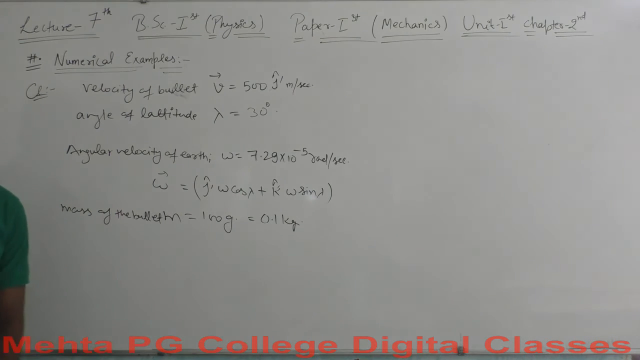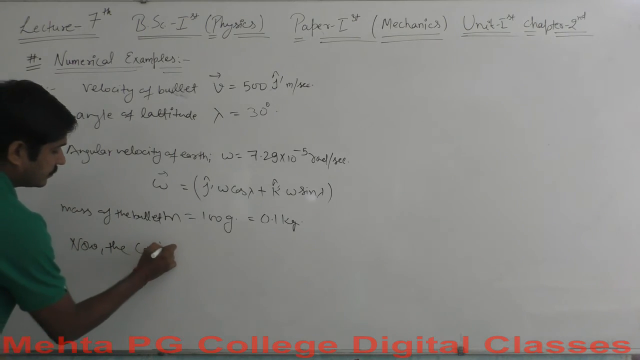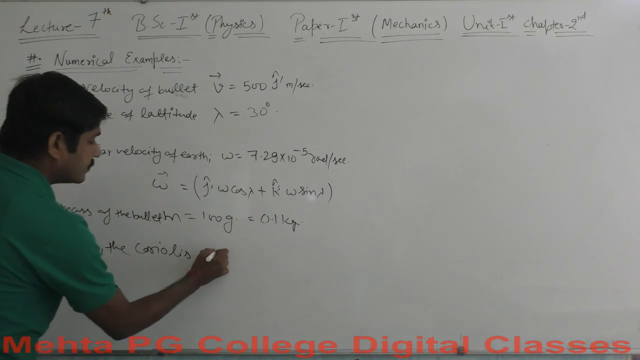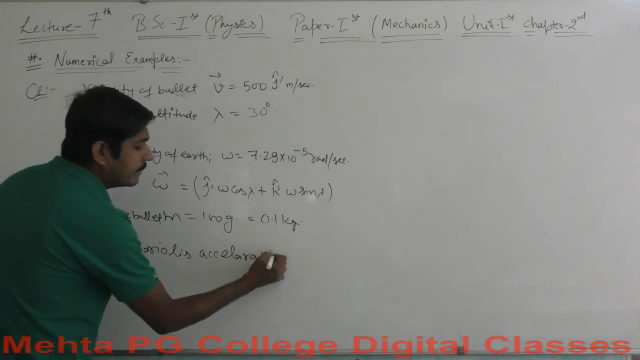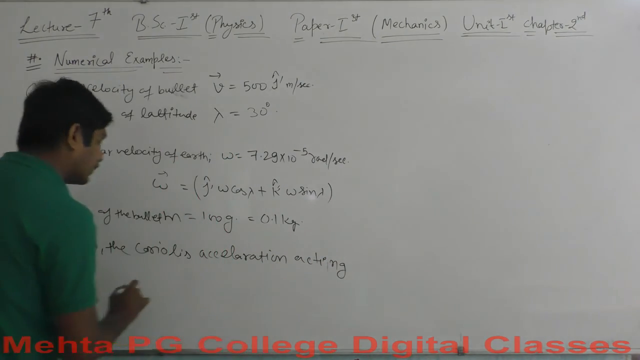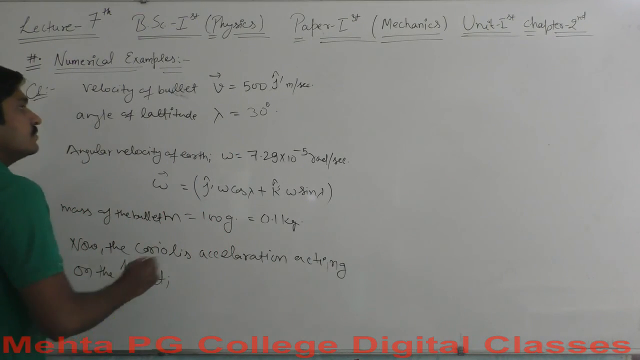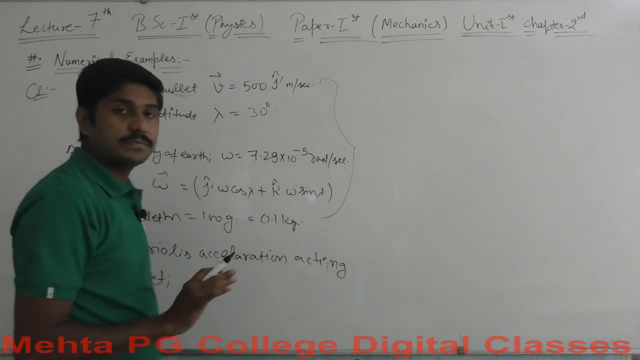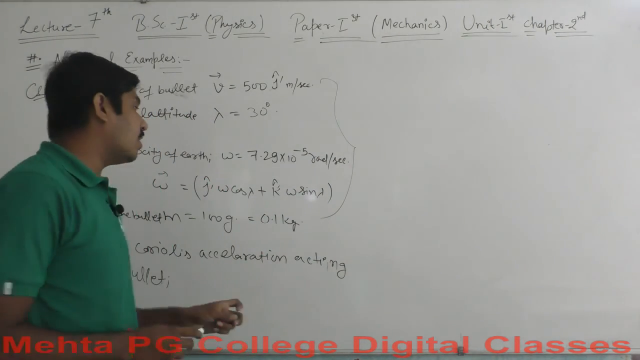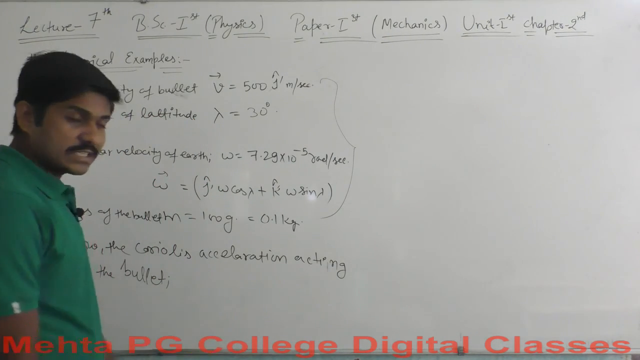So these are the values which have been given, and let's talk about the Coriolis acceleration acting on the bullet. All of these terms are given to us, or we know them. This is the thing which we are to calculate here.